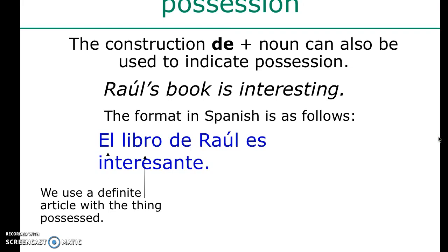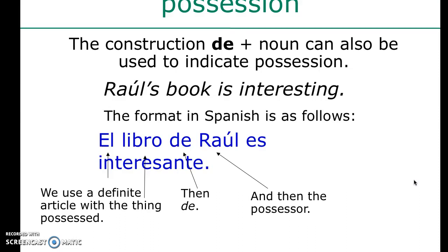What we do is we use the definite article el, la, los, or las along with the thing that's possessed. And no, I'm not talking about exorcist possessed, but the thing that belongs to whoever. So el libro, in this case, we're going to use de, and then we're going to use the person's name, or we could use the subject pronoun. So we could just as easily say el libro de él es interesante. It just depends on how you want to word that. But this is the standard definite article, noun, de, and then the person.